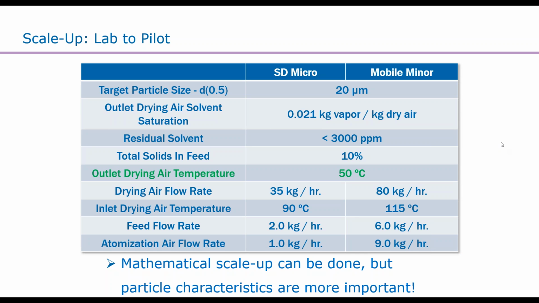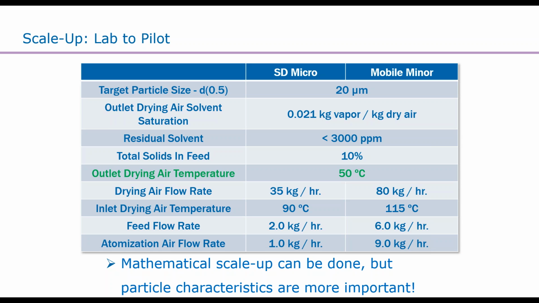When it comes time to actually scale up from a lab scale unit, you can do the mass and energy balance to determine your starting points. However, the particle characteristics are really the most important thing. In other words, you want to make sure that you are matching or even improving the product characteristics, not relying solely on the mathematical model. But as an example here, we are showing the case of a scale up from an SD Micro to a Mobile Minor.